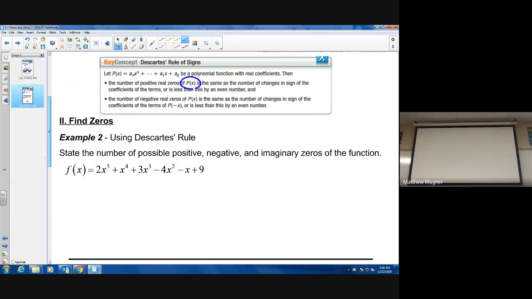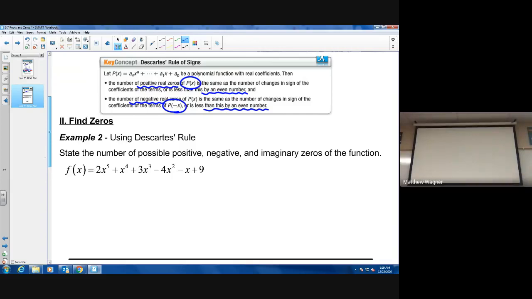And the big thing we need to do is figure out how many sign changes are in P of x, and how many sign changes are in P of negative x, okay? P of x tells us the positive real zeros, the number of sign changes. And then P of negative x tells us the negative real zeros. And then the big thing here is that it's that number or less than it by an even number. And we say even number because remember complex answers always come in pairs. So if there's a complex answer, it always has to be in multiples of 2.